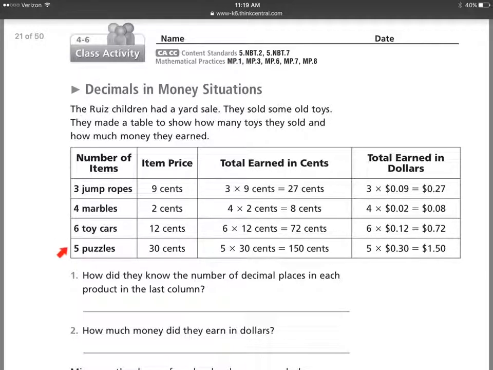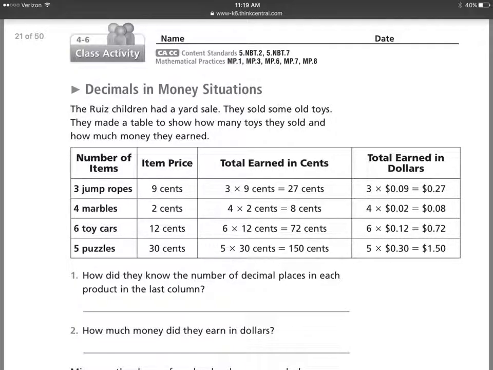Each one of these says the exact same thing. You can go through that on your own if you wish, but I'm going to start with number 1. How did they know the number of decimal places in each product in the last column? So in this column over here, how did that person know that they needed 2 decimal places? Can you please examine this table and come up with your own opinion as to how they knew to put 2 decimal places in their final product?